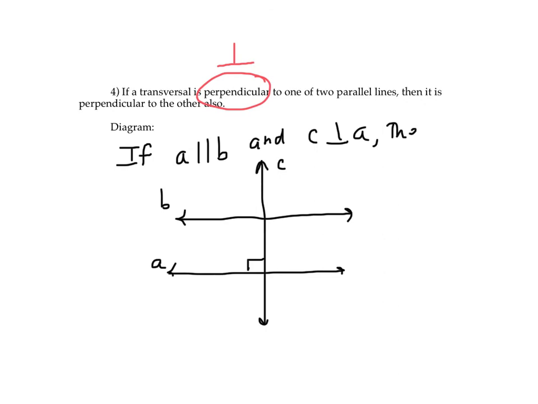Then we can also conclude that C is perpendicular to B. And this can all be shown to be true because if we know those two lines are parallel to each other, then we can say that these two angles are corresponding angles. So they must be congruent. So if this is a right angle down here, that forces this angle formed by line B and line C to also be a right angle.